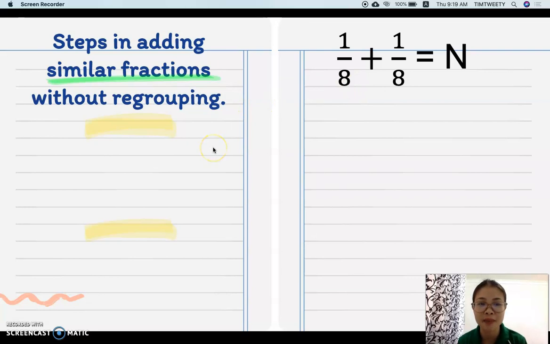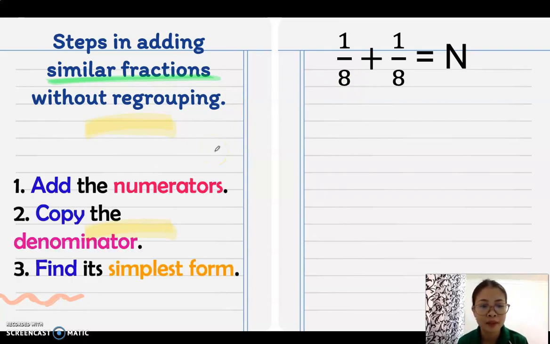So here are the steps in adding similar fractions. First, you add the numerators. So it's just very easy. You just have to add the numerators. So 1 plus 1 is 2. Then, copy the denominator. So the denominator is 8, so you just have to copy. Then, last step, find its simplest form.